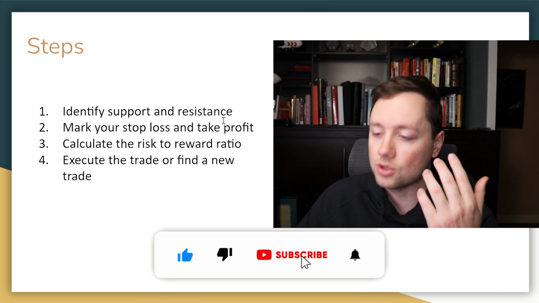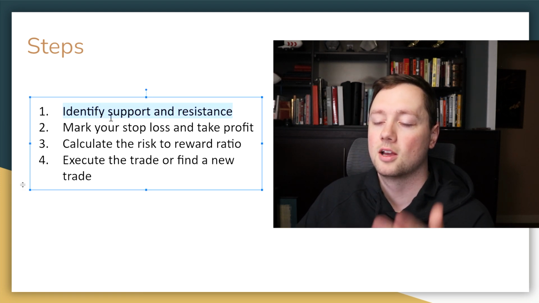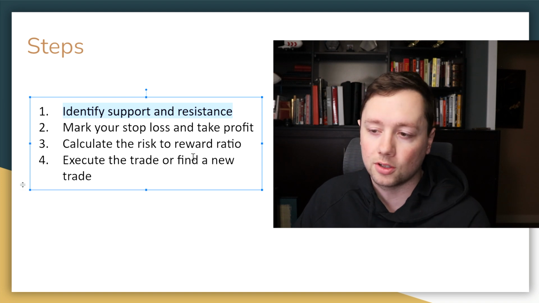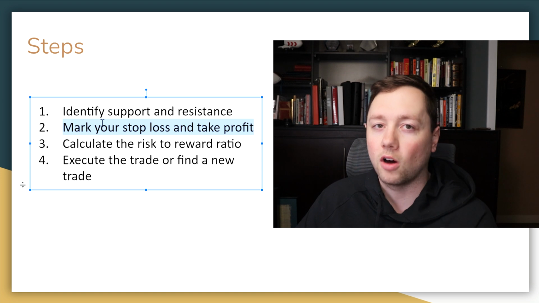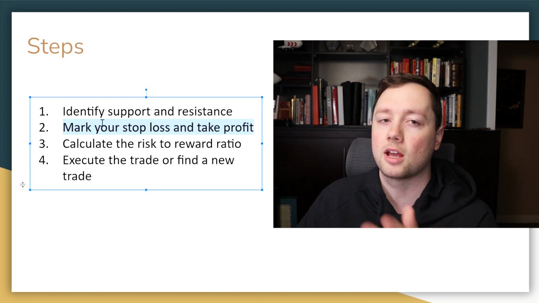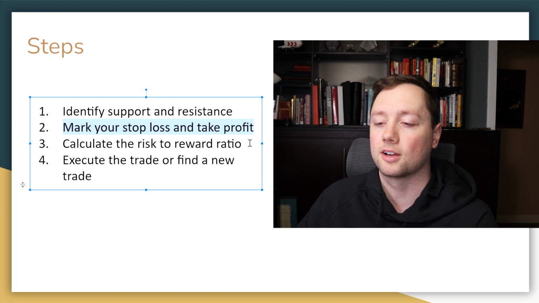First of all, you need to just do your technical analysis and identify levels of support and resistance. Once you have those set out and you think that there's a trade there, you need to mark your stop loss and your take profit. What are the major levels of support and resistance that are probably going to affect this stock, and what does the trade look like for you?